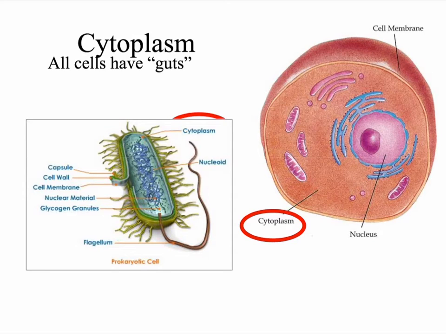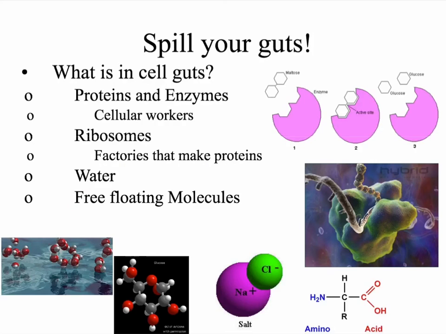All cells also have cytoplasm. So this is the inner guts of a cell, and depending on what type of cell you are, it's going to vary as to what makes up the cytoplasm. But there are some common components in each cell. So those common components include things like enzymes. So these are a type of protein that helps speed up chemical reactions.